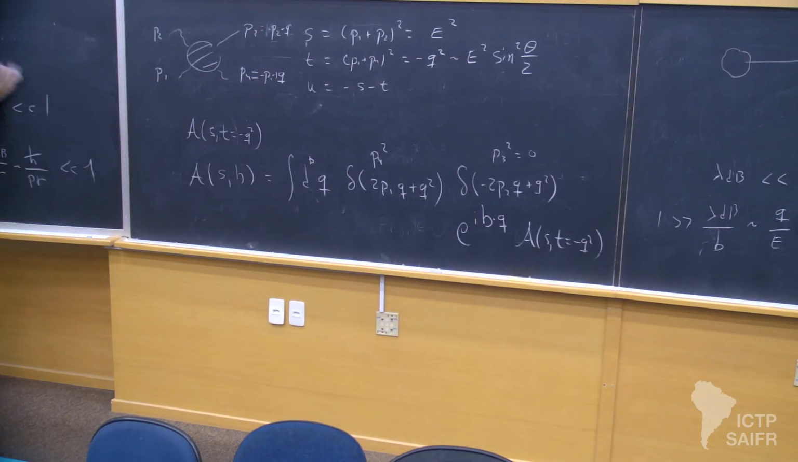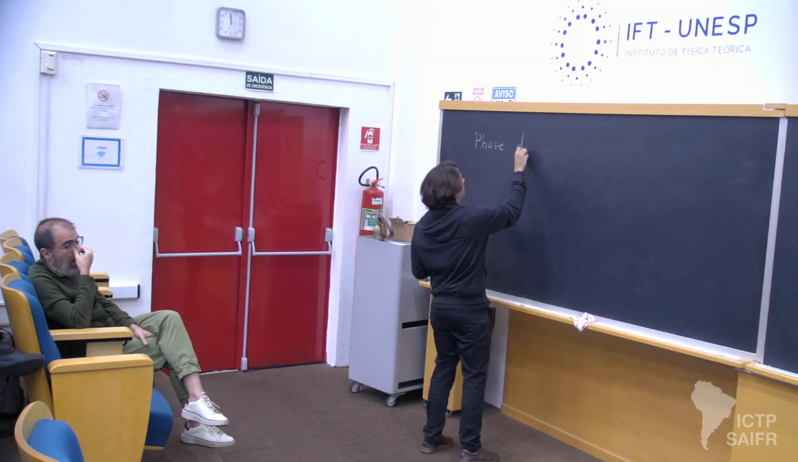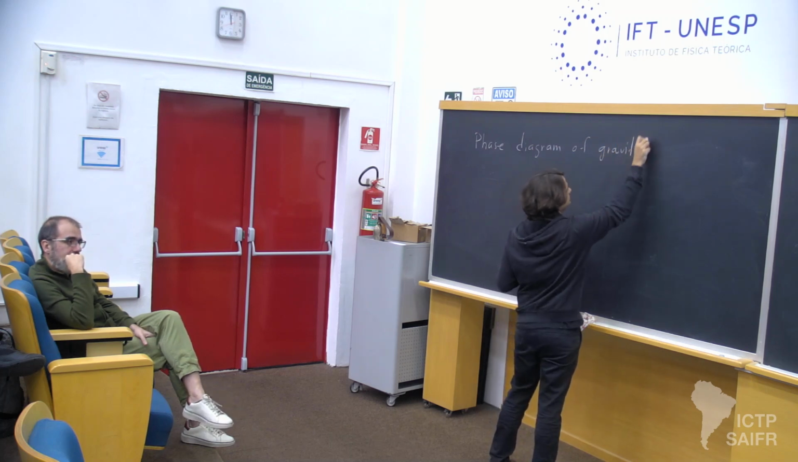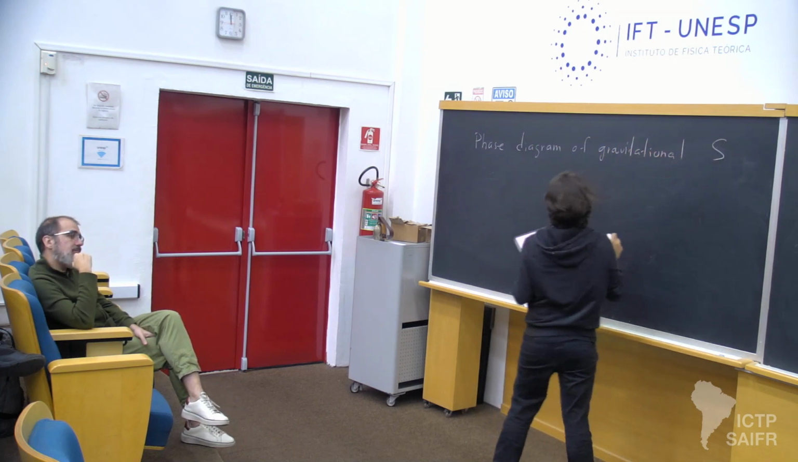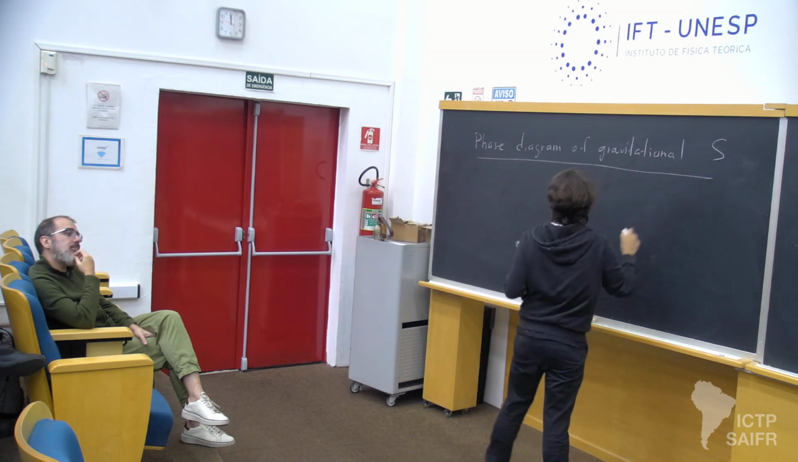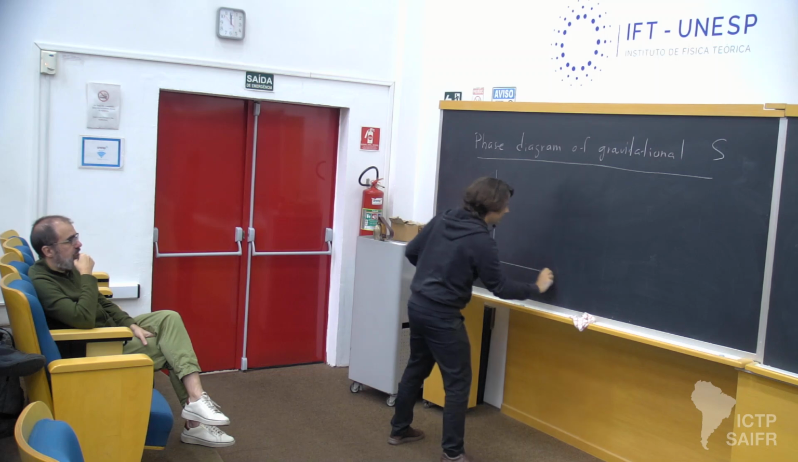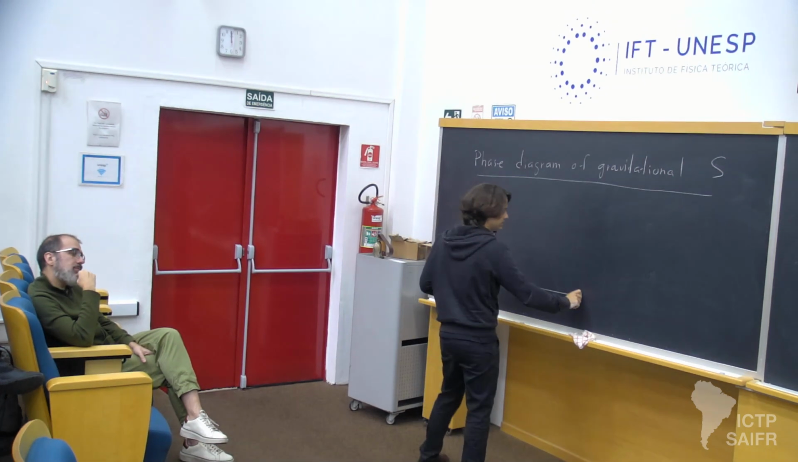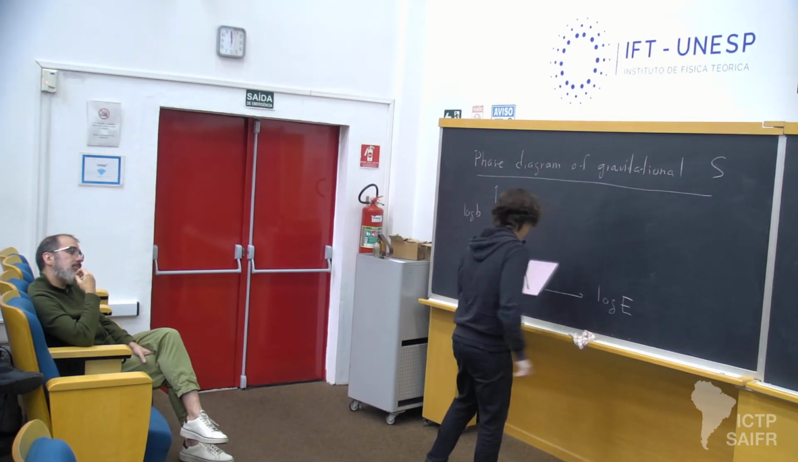Okay, so I'm going to draw a phase diagram of classical scattering. This goes back to the late 80s, early 90s, the work mostly of Amati, Ciafaloni, and Veneziano. So we'll locate what the classical part of the phase diagram is. The axes here will be the log of the impact parameter and the log of the energy. So it's a log-log plot.